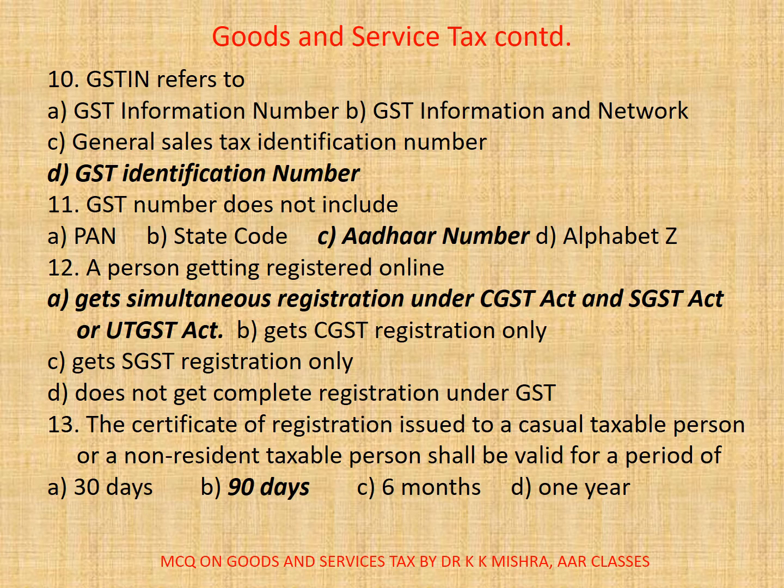11. GST number does not include: A. PAN. B. State Code. C. Aadhaar Number. D. Alphabet Z. The correct option is C. Aadhaar Number.